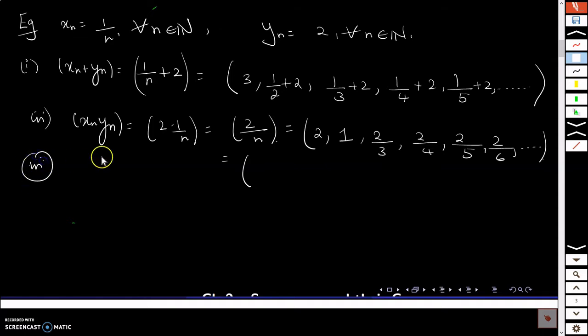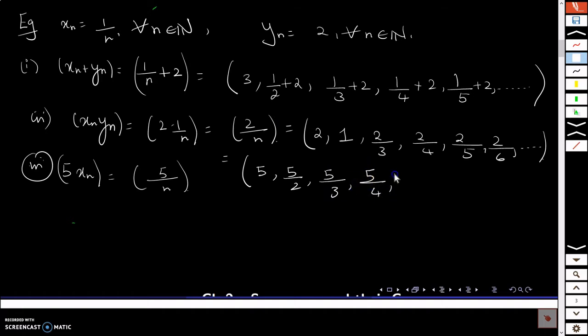Right? And one more could be you multiply some scalar. Let's say I'll pick up 5 xn. Supposing my alpha is 5, so that will be 5 by n. And how will this sequence look like? 5 by 1, 5 by 2, 5 by 3, 5 by 4, 5 by 5, that will be 1, then 5 by 6, 5 by 7, 5 by 8, this keeps on going. So we have multiplied a scalar to a sequence and we have obtained a new sequence, that is 5 by n, right?